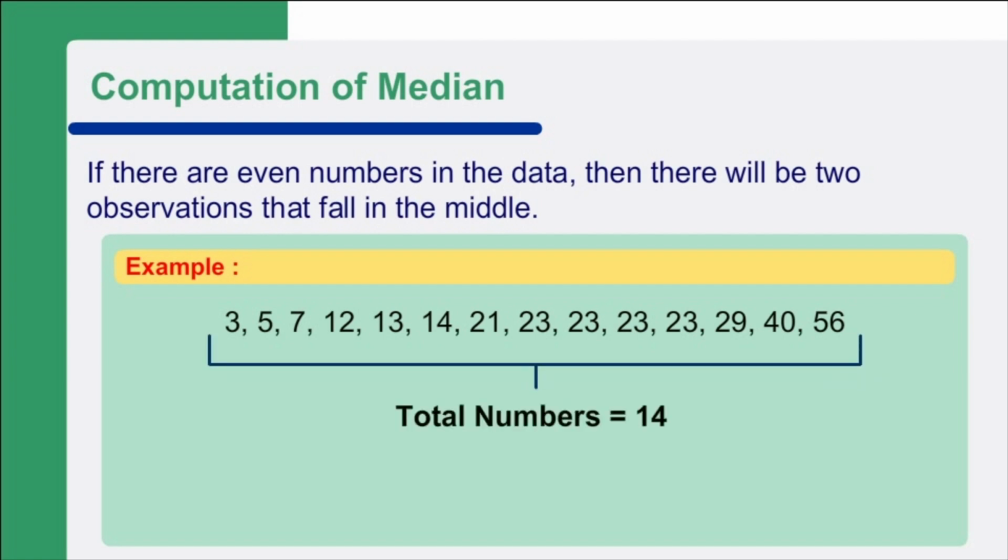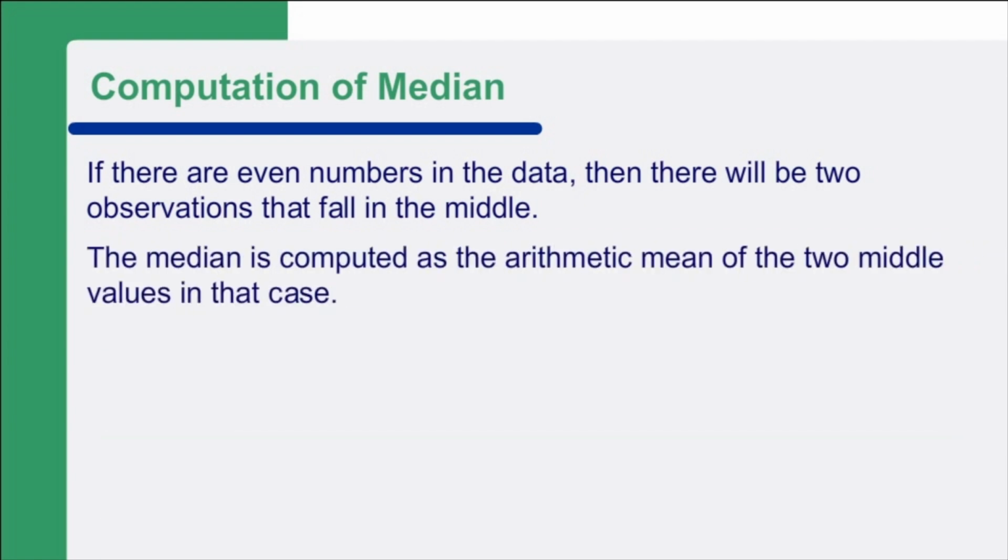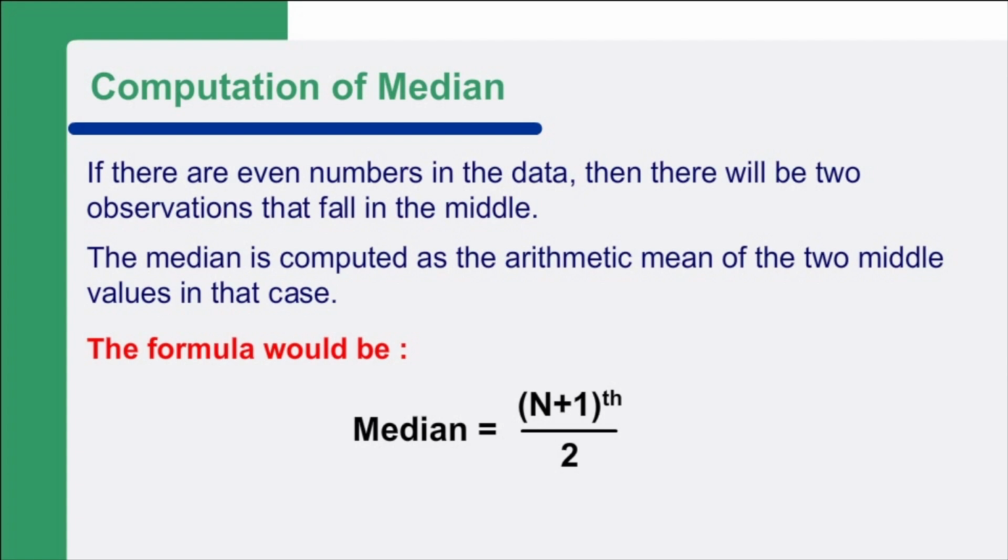If there are an even number of observations in the data, then there will be two observations that fall in the middle. The median is computed as the arithmetic mean of the two middle values in that case. The formula would be: median is equal to the (n plus 1)/2 th item.